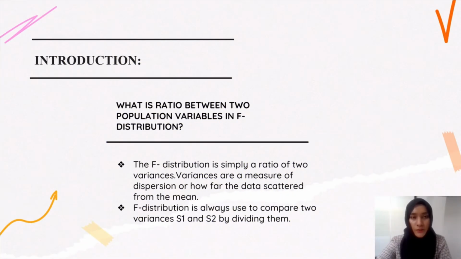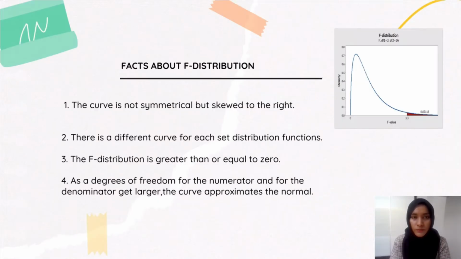Okay, let's start with the introduction. What is the ratio between two population variances in F distribution? The F distribution is simply a ratio of two variances. Variance is a measure of dispersion, or how far the data is scattered from the mean. The F distribution is always used to compare two variances, S1 and S2, by dividing them.